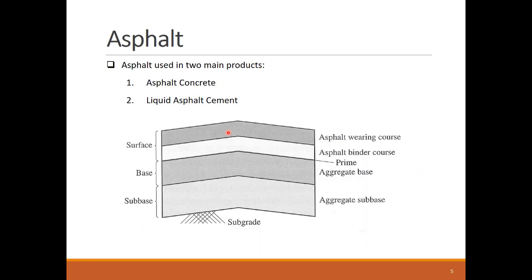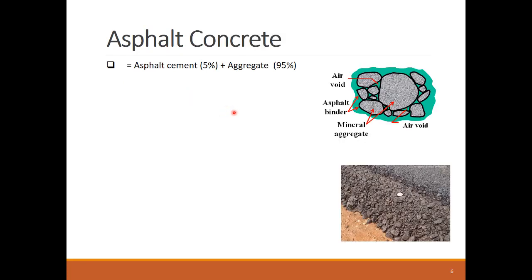Asphalt is used in two main products that are used in constructing flexible pavement: asphalt concrete and liquid asphalt cement. Asphalt concrete is made of asphalt cement and aggregate. The amount of aggregate in the mixture is generally 90 to 95% by weight and 75 to 85% by volume. This large aggregate proportion is due to the fact that the axle load on an asphalt pavement is primarily carried by the aggregates in the mix.